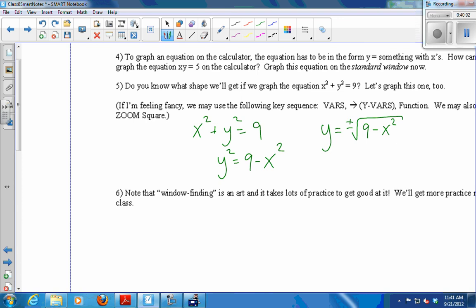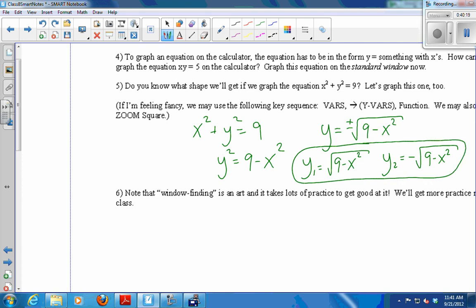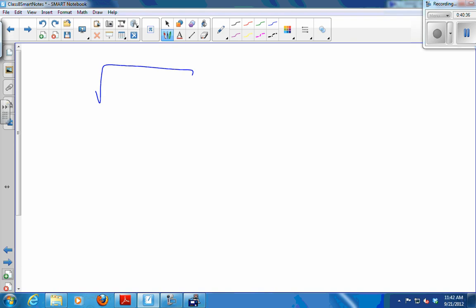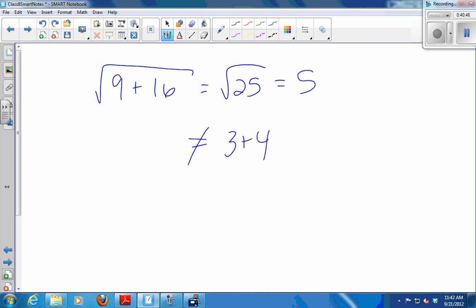Okay. So you actually have to graph 2 things to graph this. You put in y1, the square root of 9 minus x squared. And in y2, you have to do negative the square root of 9 minus x squared. Yes, but you can't take the square root of each one separately. Yep. So let me just do a little review. The square root of 9 plus 16 is the square root of 25, right? Which is 5, and not 3 plus 4. Okay, so you can't do the square root of each one separately.